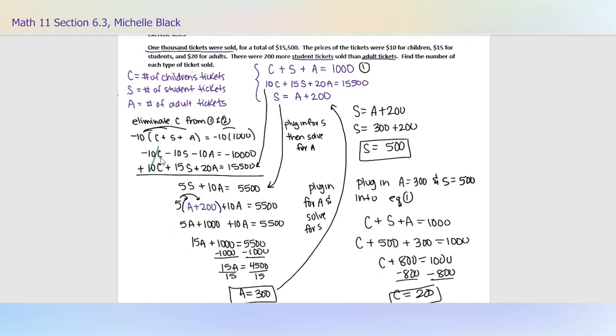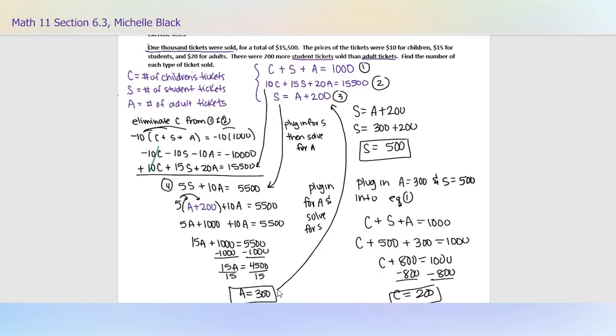And then I ended up with negative 10C minus 10S minus 10A equals negative 10,000. And I added equation 2 to this. The C's canceled, and I was left with 5S plus 10A equals 5,500. Then looking at equation 3, I can use the substitution method because I already know what S is. It's A plus 200, and I can substitute that in for S in this new equation 4 that I found. So where I had S, I replaced that with A plus 200, and then I distributed and solved for A. That's where I got A equals 300.